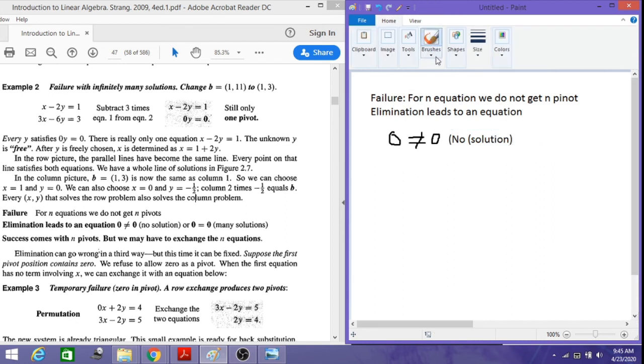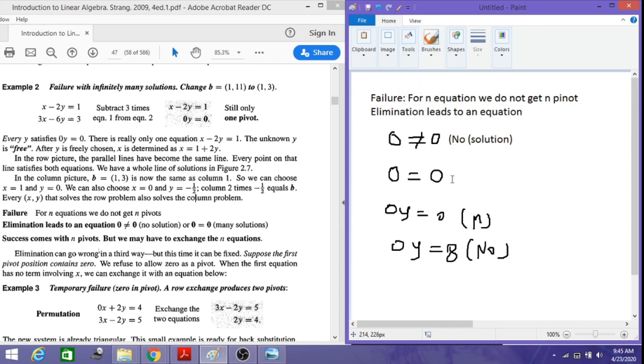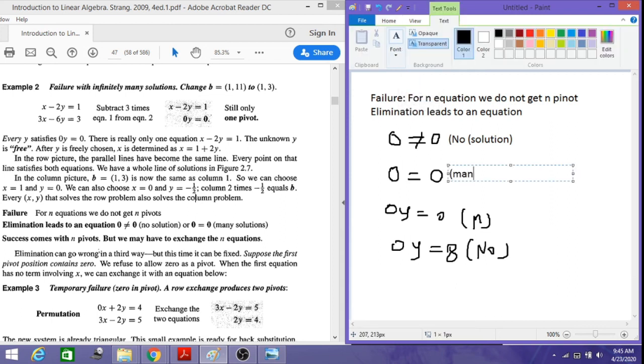Whereas for the other case, the coefficient of y, after solving, the second pivot which we get, if that is 0, and the right hand side is also equal to 0, that is 0y equal to 0, it means we have many solutions. If it is 0y equal to 8, like the previous case, on the right hand side we had 8, it means this has no solution, whereas this will have many solutions. So for this case we'll have the many solutions case.